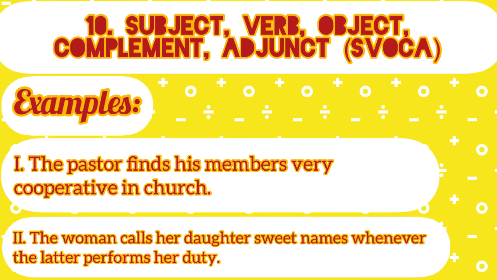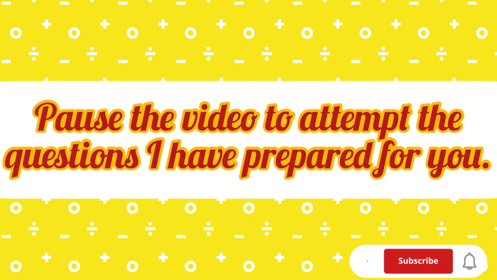The woman calls her daughter sweet names whenever the latter performs her duty. The woman there is the subject, calls is the verb, her daughter is the object of the sentence. Then sweet names complements a daughter. Whenever the latter performs her duty becomes the adjunct of that entire sentence.